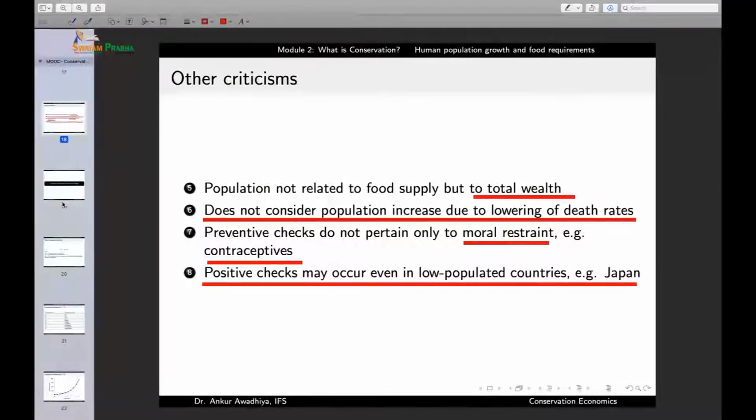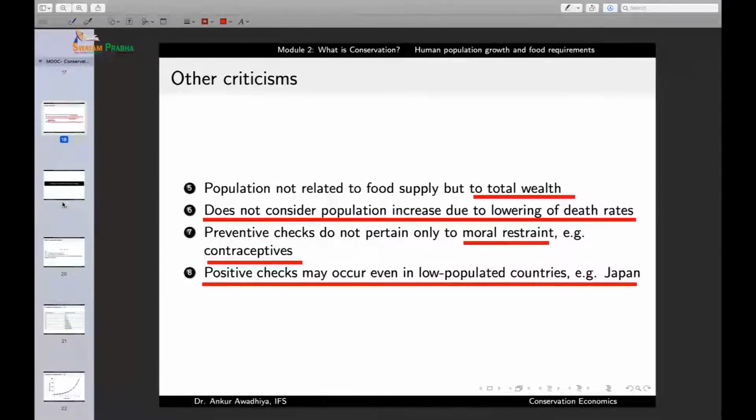But then what we have observed through time is that positive checks such as earthquakes or floods or tsunamis not only come into those areas that have high populations, but they are also very prevalent in those areas that have a low population, such as countries such as Japan. So this is another criticism.